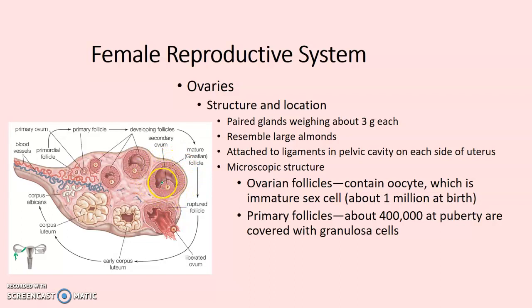And at this point, when you have the secondary ovum, and a full follicle, this is called a mature Graafian follicle, okay, the whole structure. That includes the secondary ovum, the kind of open space, it's open and it's filled with liquid, and then you have the follicle cells surrounding the ovum.